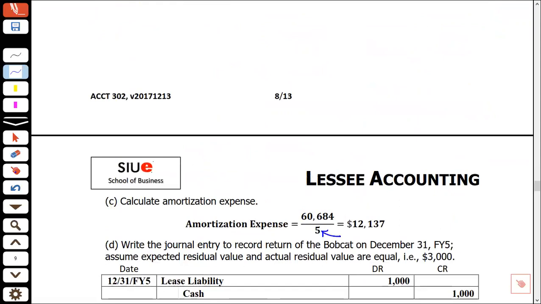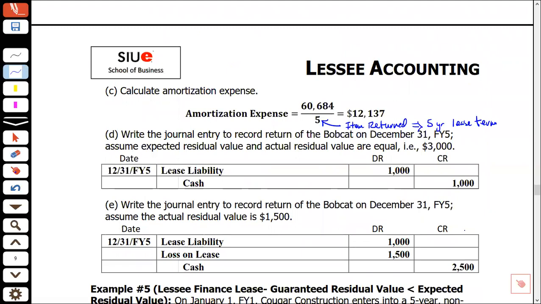So we're going to keep cruising, calculating the amortization expense. Once again, if you saw the prior example, it was a transfer of ownership, so it's amortized over 8 years, straight line. But this is item returned. Therefore, we use the 5-year lease term. You have to amortize the right-of-use asset over 5 years, because you're going to return the item in 5 years. So here we go. We're not going to do the interest expense journal entry, my bad. But we are going to do the entry to record the return of the Bobcat on December 31.